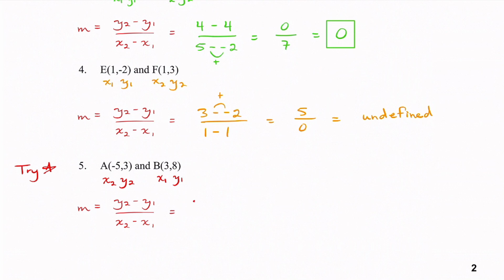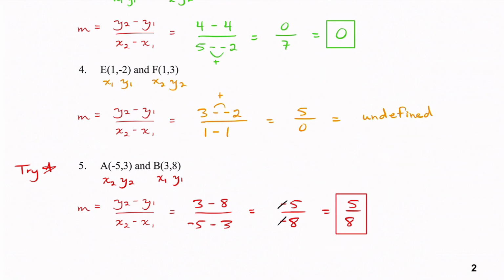So y2 is 3 minus y1 is an 8 divided by x2, that's negative 5, subtract x1, that was a 3. So in the numerator, 3 minus 8, that's negative 5. And then in the denominator, negative 5 subtract 3, that is negative 8. Those two negatives are going to cancel, and so I get 5 over 8. And hopefully you got the same thing. Regardless if you had these labeled the other way, you're still going to get 5 over 8.